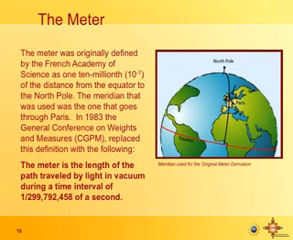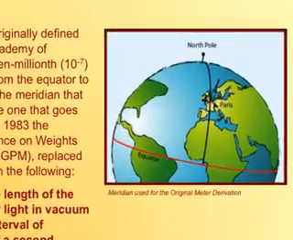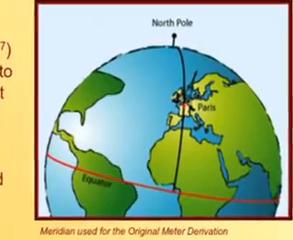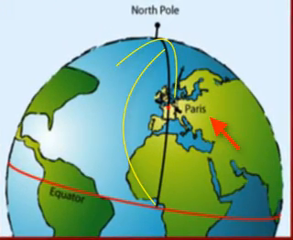So the meter. The first definition of the meter was defined by the French Academy of Science as 1/10,000,000th of the distance from the equator to the North Pole. Well, that distance, depending how you measure it, may change every once in a while. The meridian that was used was the one that goes through Paris.